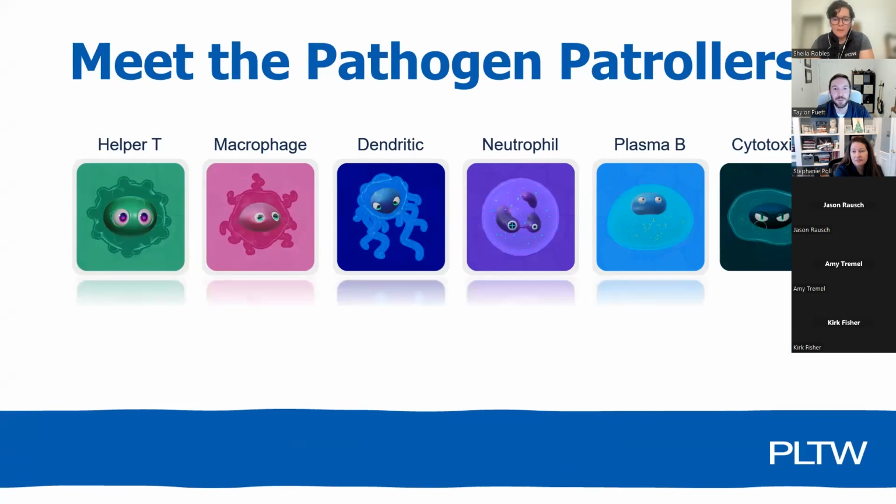Now I'd like to introduce you all to our Pathogen Patrol characters. I mentioned a few of them just now, but these are all the characters that students will interact with in the experience itself. So first up is our helper T cell, the master coordinator of our immune response. This cell plays a crucial role in alerting and activating other immune cells, ensuring a strong and effective defense against pathogens. Now, in the experience itself, helper T is set to be your guide and resource as you explore this environment.